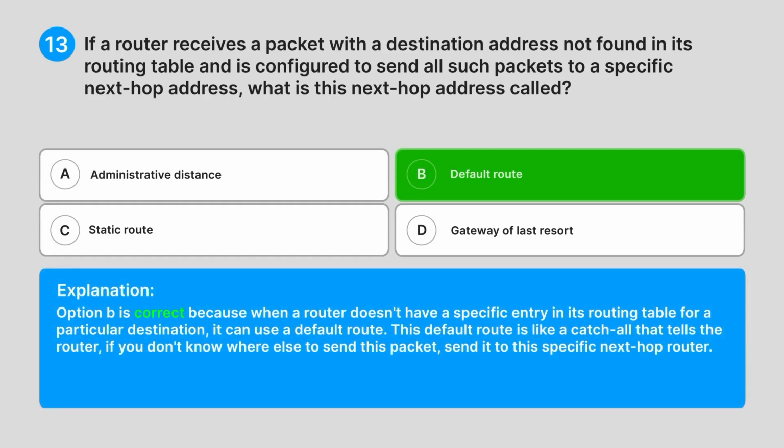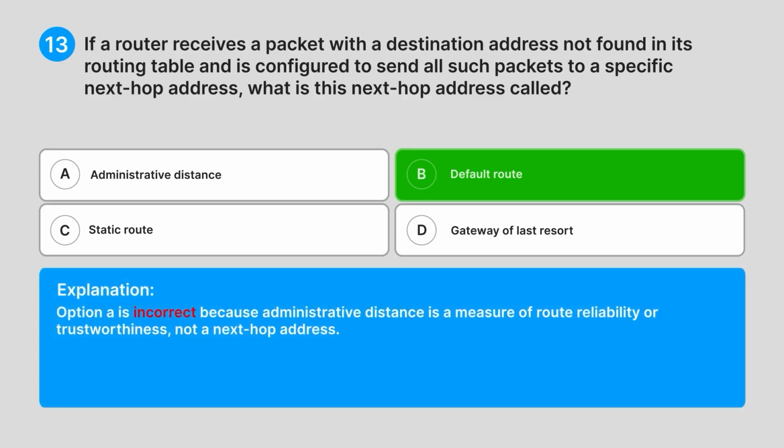Explanation: Option B is correct because when a router doesn't have a specific entry in its routing table for a particular destination, it can use a default route. This default route is like a catch-all that tells the router, if you don't know where else to send this packet, send it to this specific next hop router.